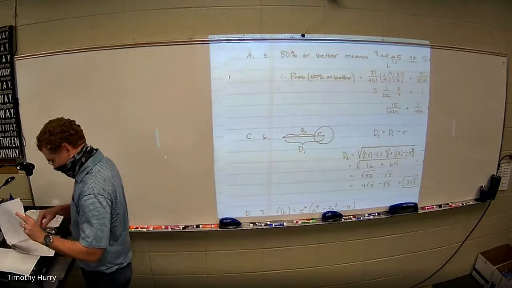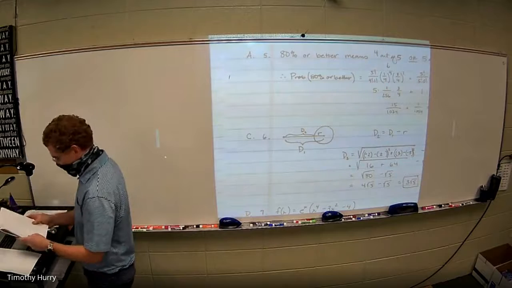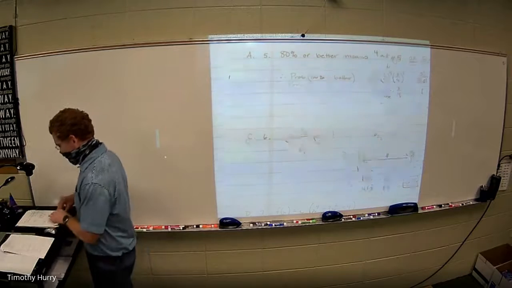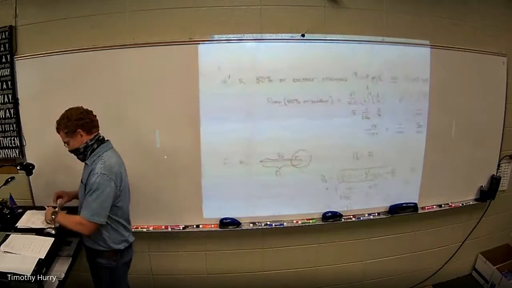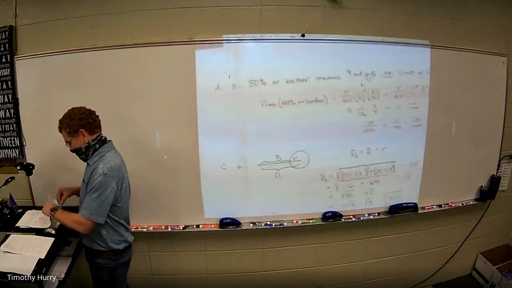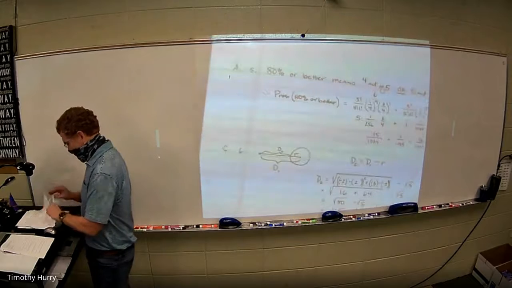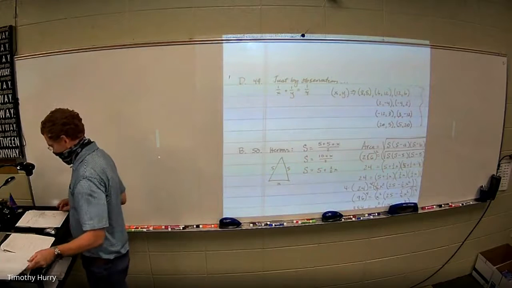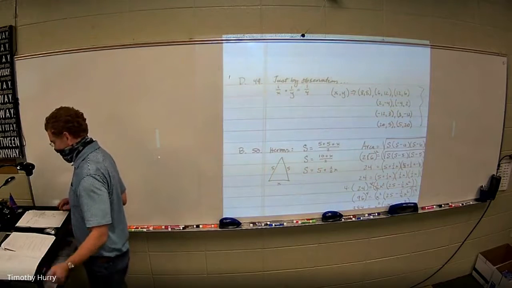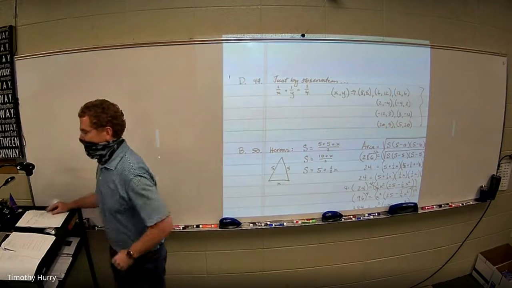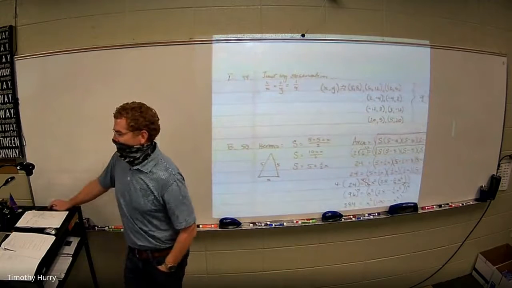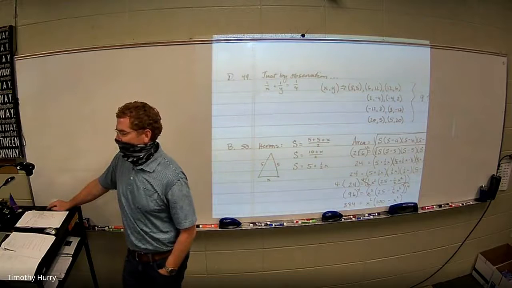How many ordered pairs where x and y are both integers satisfy this equation? So what did I do on this? Looks like I just started guessing, checking, and revising. So I just started looking at random numbers, plugging them in there to see what happened.